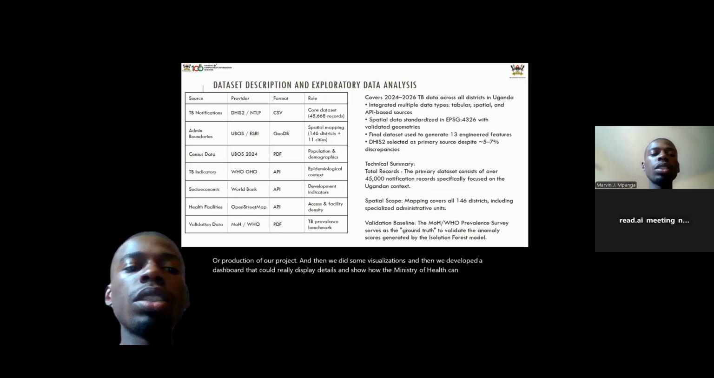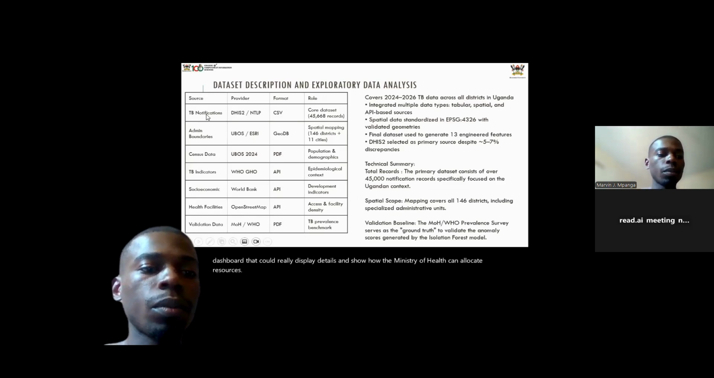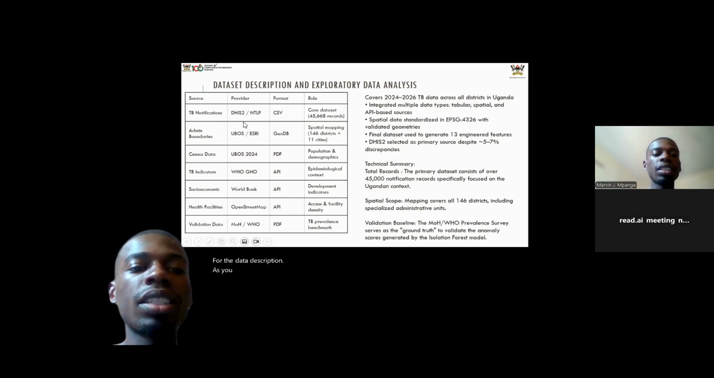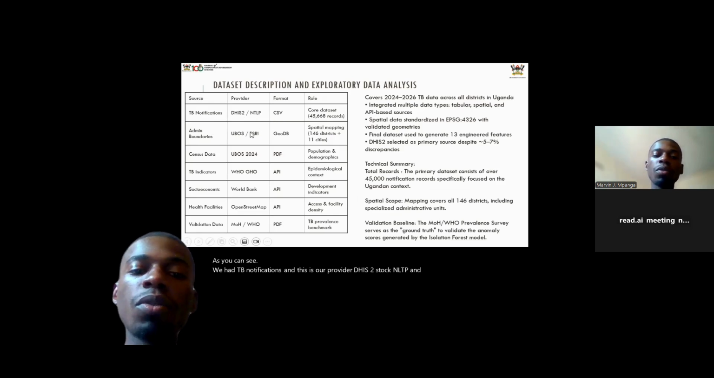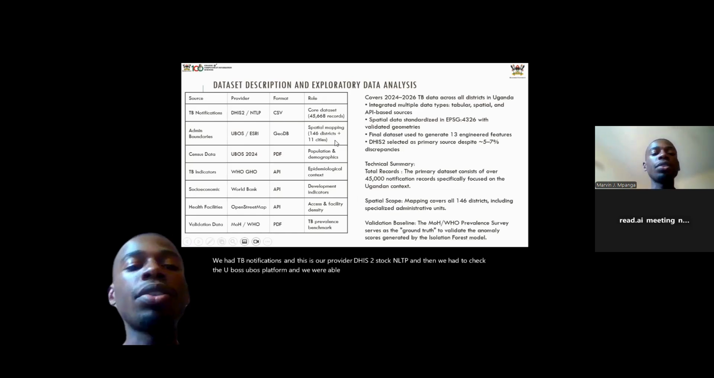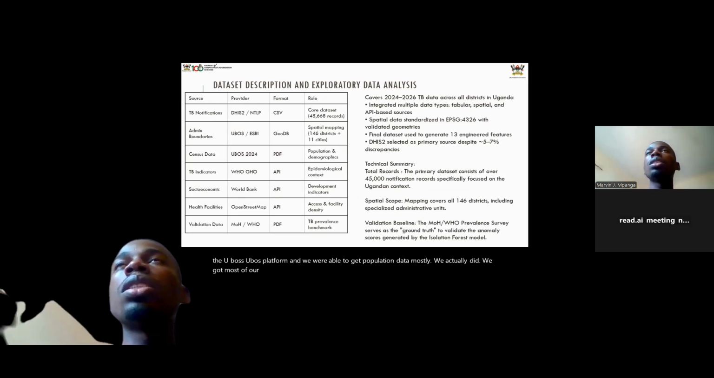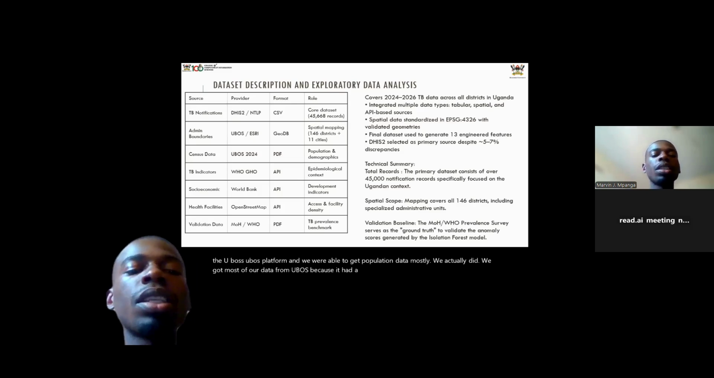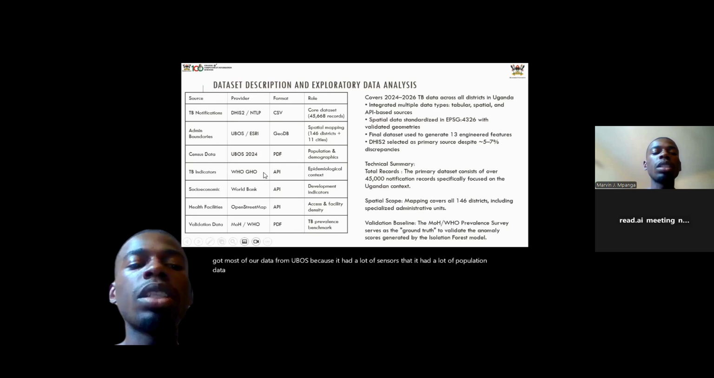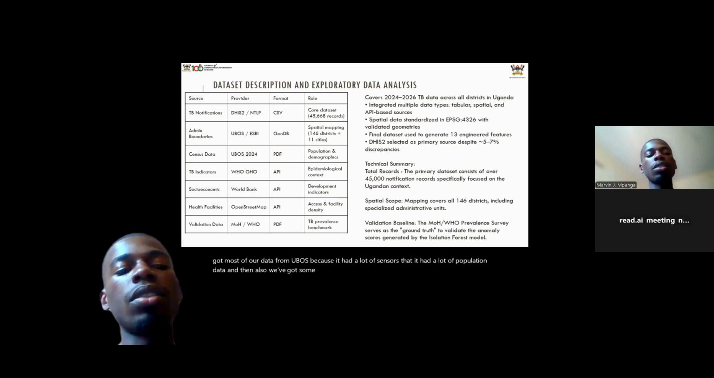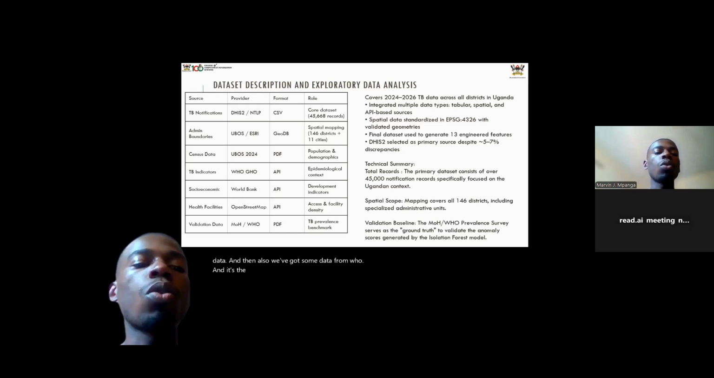For the dataset description, as you can see, we had TB notifications, and this is our provider, DHIS2/NLTP. And then we had to check the UBOS platform, and we were able to get population data. Mostly, we got most of our data from UBOS because it had a lot of census data, a lot of population data. And then also we got some data from WHO, and it's the one that really gave us insight on TB.